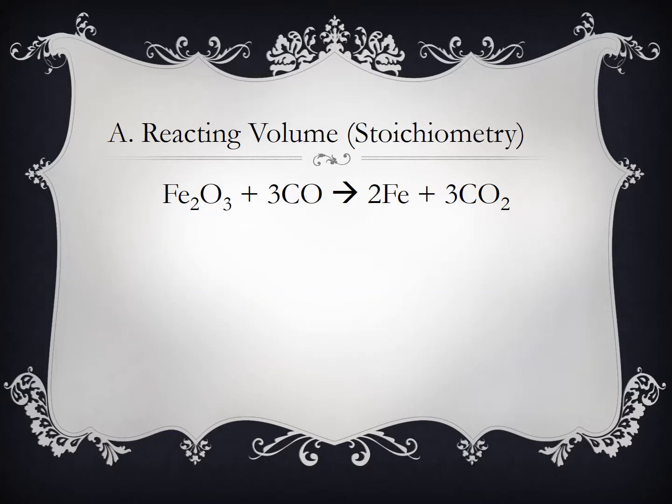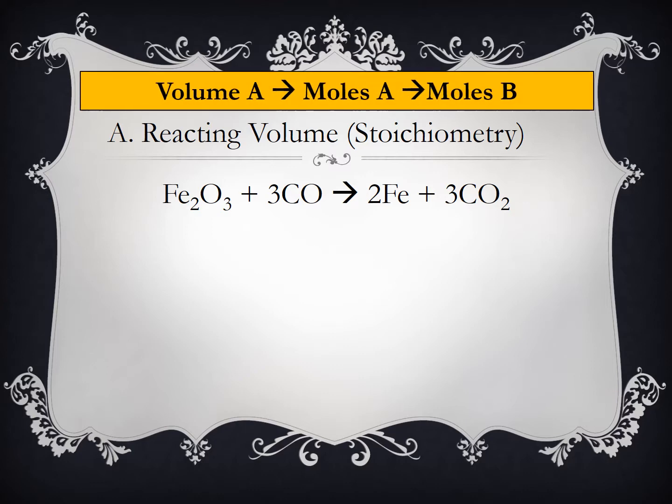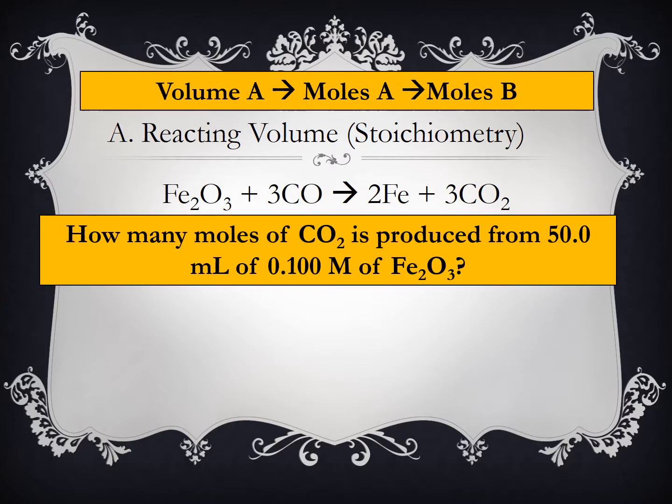Alright, here's one with volume. So you're probably going to use the molarity. How many moles of CO2 is produced from 50 milliliters of a 0.1 molar solution of iron oxide? You're given 2 pieces of information: the milliliters and the molarity. Now remember, molarity is moles per liter or moles per decimeter cubed. That means it's a conversion factor. It's a derived unit. You're not going to use a derived unit in your given.